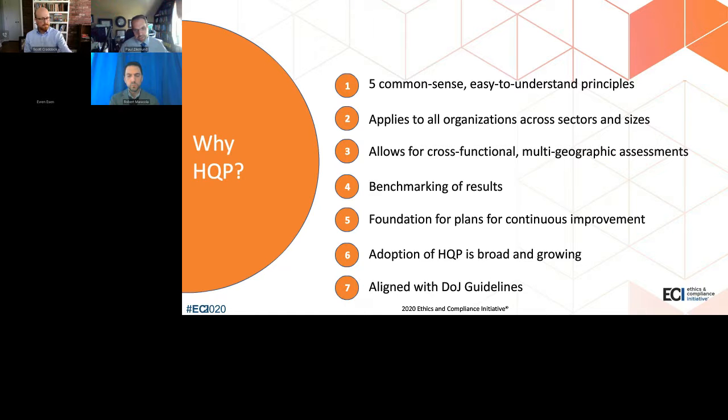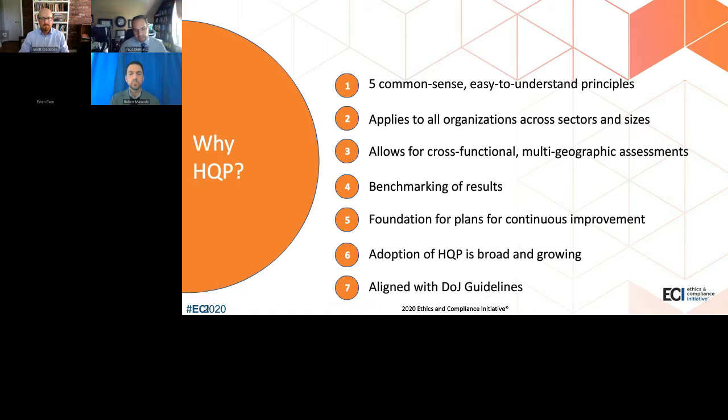And they're really easy to discuss with your leadership. And it's not just the guidance that's important, it's how are we operating as a company? Where do we fall within these certain principles? And you can apply this to any area within the company, all right? It can be any type of organization, small, medium, or large. It can be any type of industry. And more importantly, it allows for what's stated here, cross-functional or multi-geographical assessments.